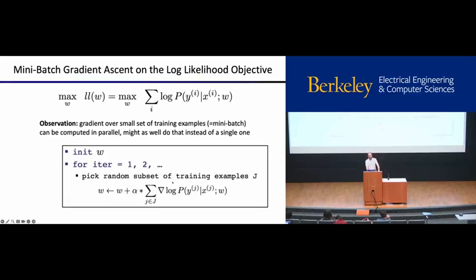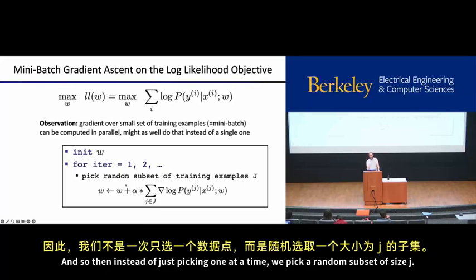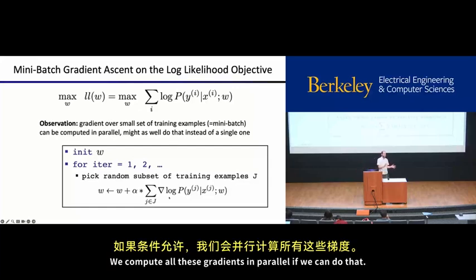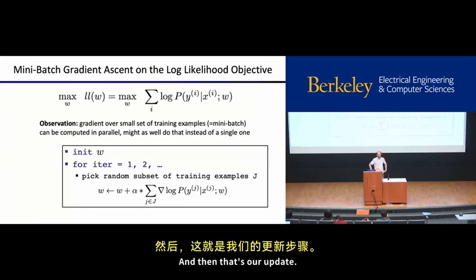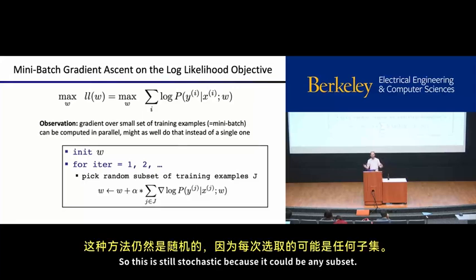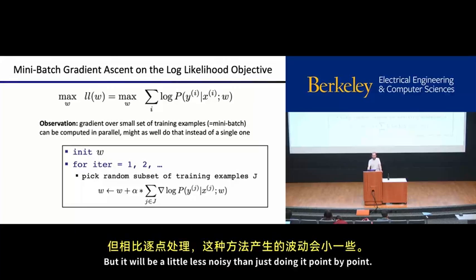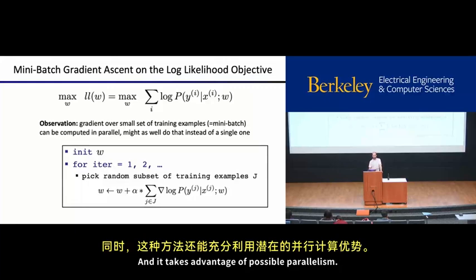And so then instead of just picking one at a time, we pick a random subset of size j. And then what we're doing is we're summing over all the data points in that subset. We compute all these gradients in parallel if we can do that. And then that's our update. So this is still stochastic because it could be any subset. We'll kind of move around a bit, but it will be a little less noisy than just doing it point by point, and it takes advantage of possible parallelism.